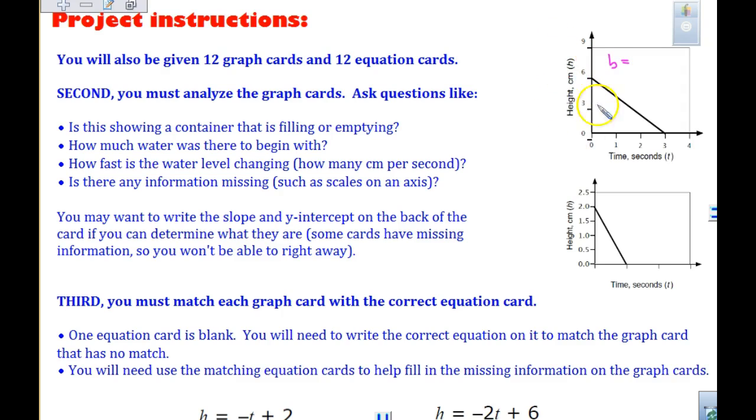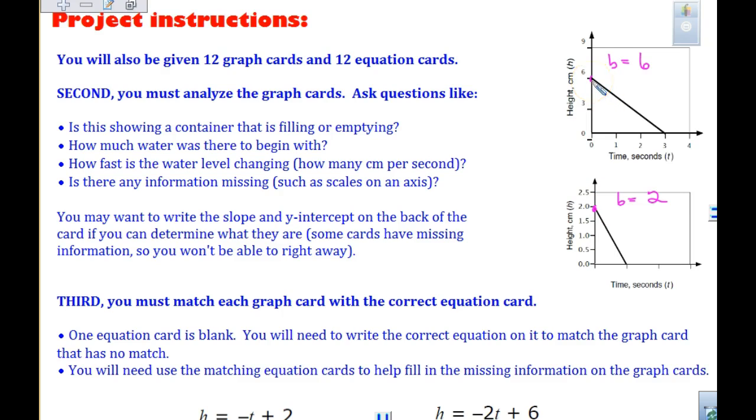The B value on this graph is what? 6, right? What is our B value on this one? 2, right? At 0, it's at 2. At 0 here, it's at 6.